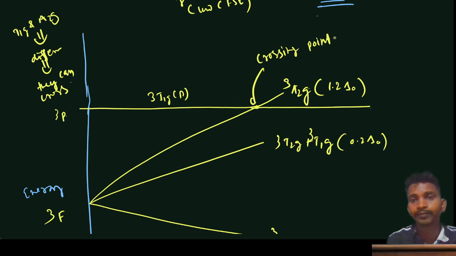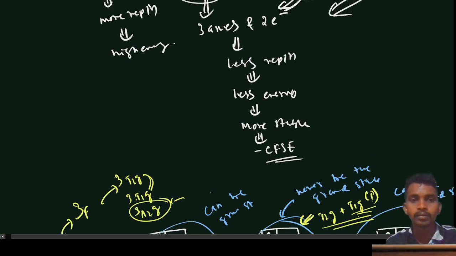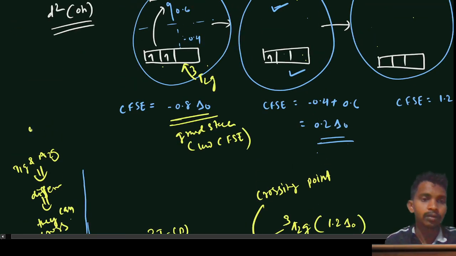Crossing point. Okay. So this is the Orgel diagram. This is the Orgel diagram for d2 octahedral.